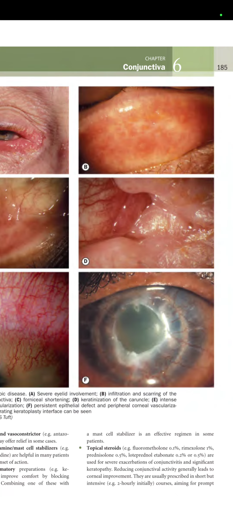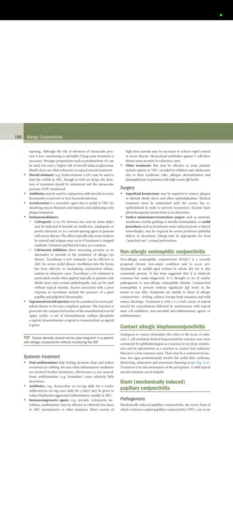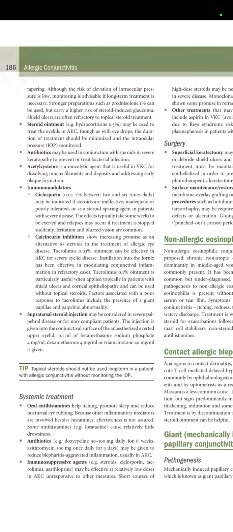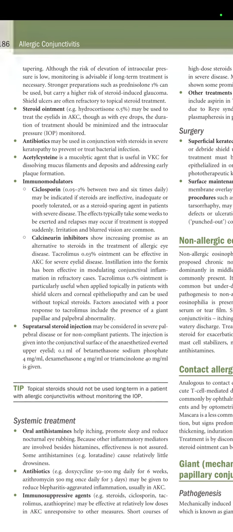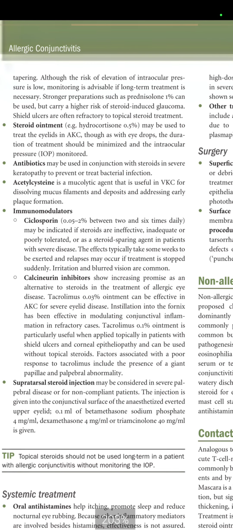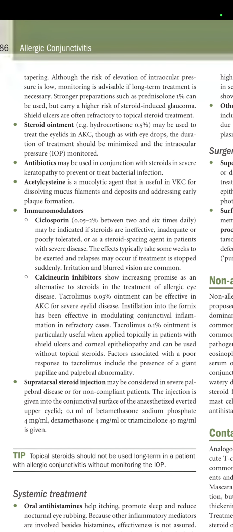They are usually prescribed in short but intensive initial courses, aiming for a prompt tapering. Although the risk of elevation of the intraocular pressure is low, monitoring is advisable if long-term treatment is necessary. Stronger preparations such as prednisolone 1% can be used but carry a high risk of steroid-induced glaucoma. Shield ulcers are often refractory to topical steroid treatment.